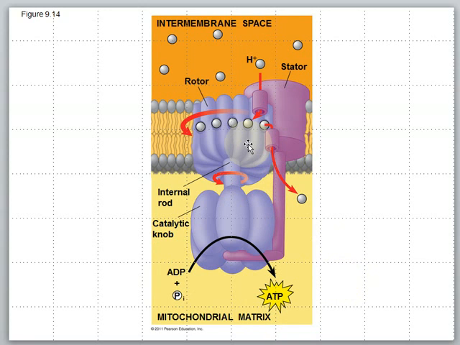So think of it kind of as a water wheel, like perhaps you've seen in old movies or pictures where they use a running river or stream to power a paddle wheel of some kind, and then that does some work inside the shed. Well, here you have a machine powered by the flow of H plus ions to create ATP.